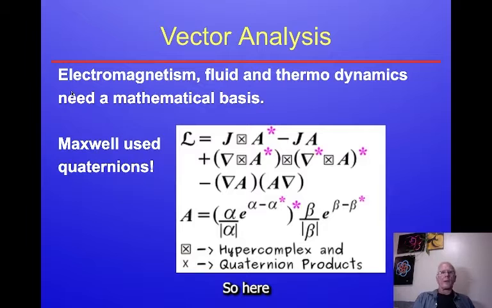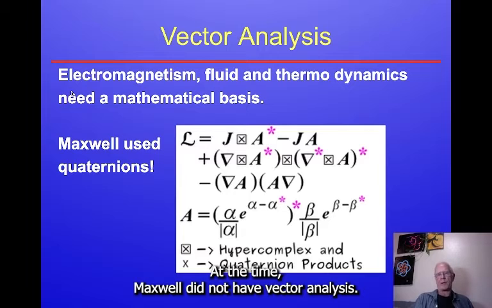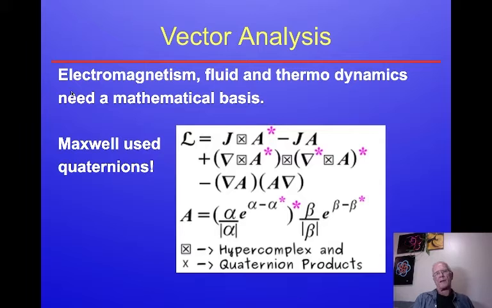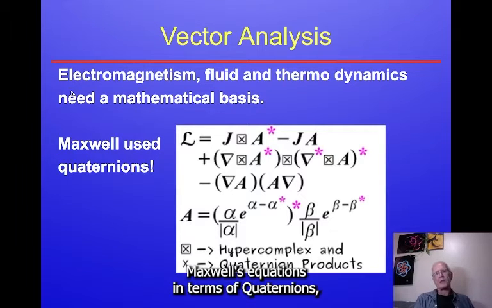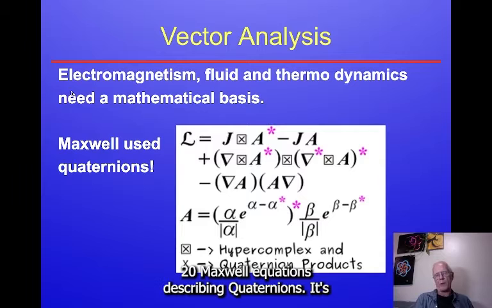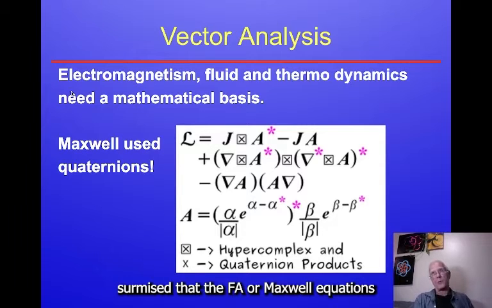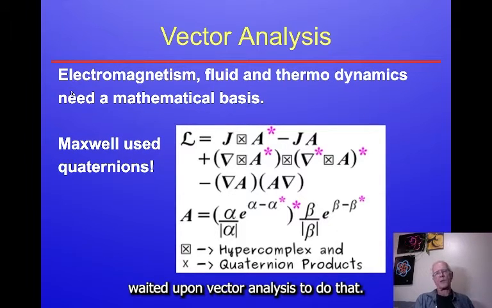So here is one of the applications of quaternions at the time. Maxwell did not have vector analysis. He described Maxwell's equations in terms of quaternions. If you really want to have a fun time, go back and look at the original 20 Maxwell equations described in quaternions. It's actually surmised that the 4 Maxwell equations, which were derived much later than Maxwell, waited upon vector analysis to do that.